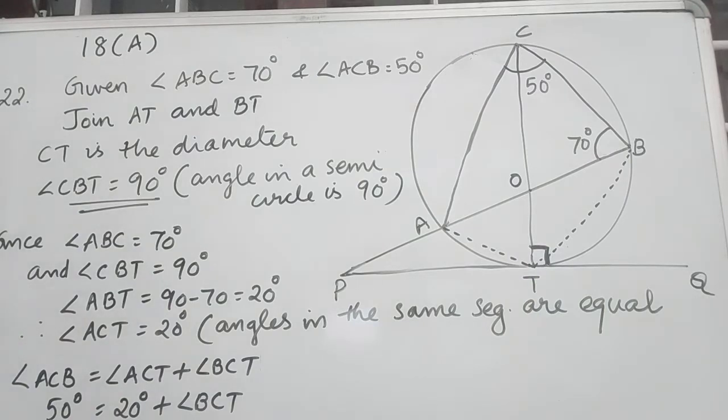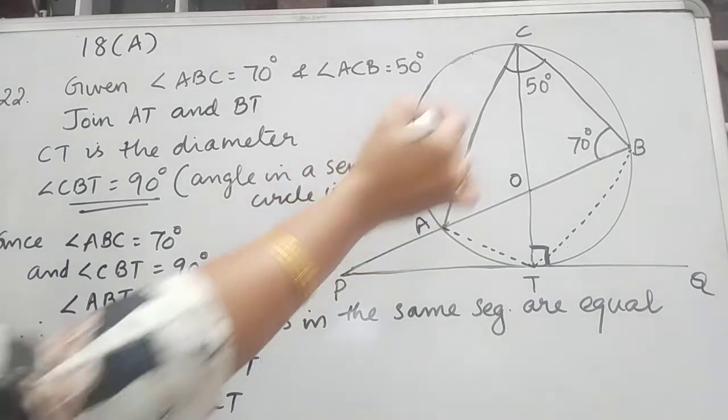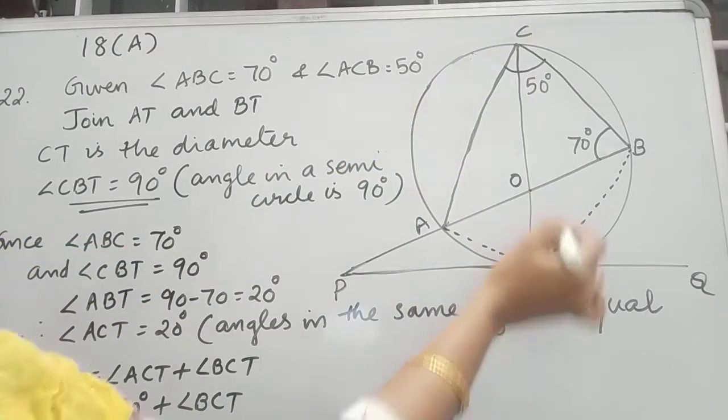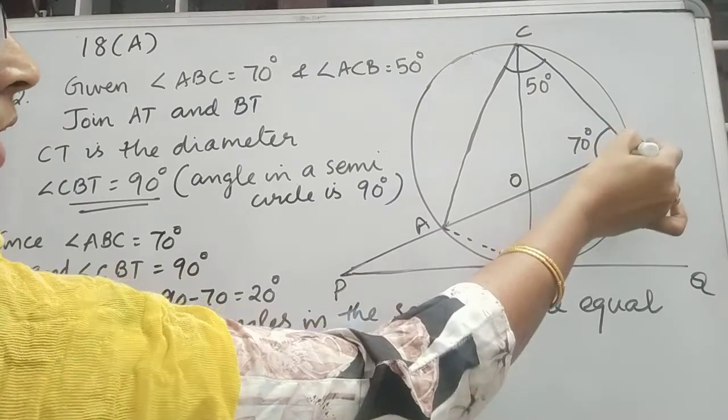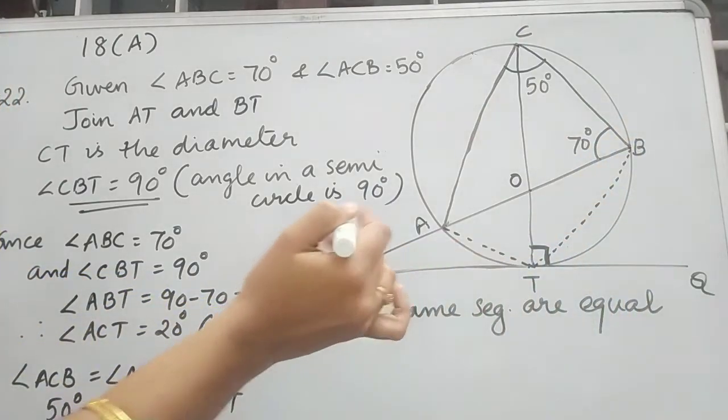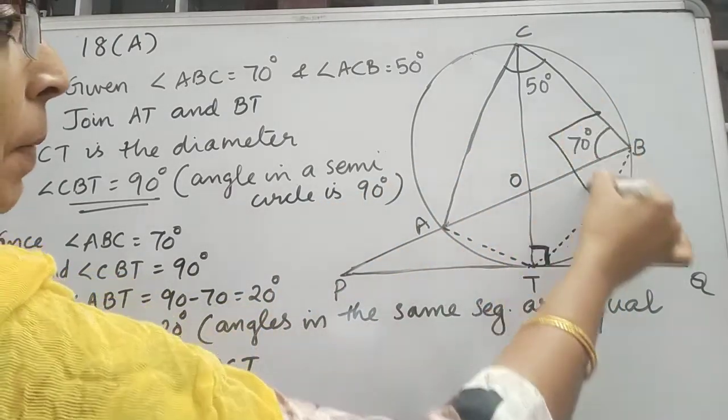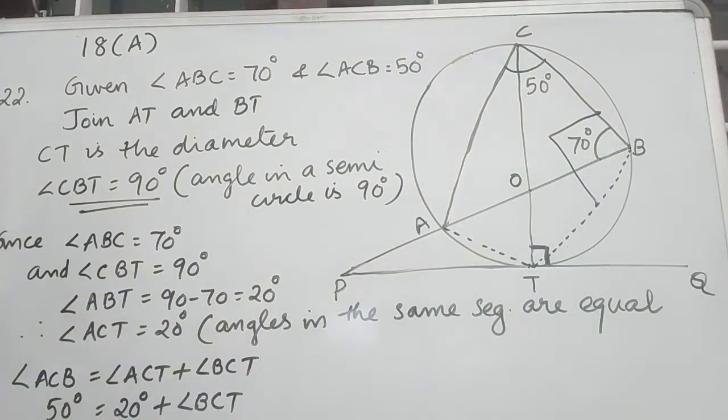So what about angle CBT? CT is the diameter, so angle CBT, this total angle, will be 90 degrees. Reason: angle in a semicircle is a right angle. So the total angle we got is 90 degrees.